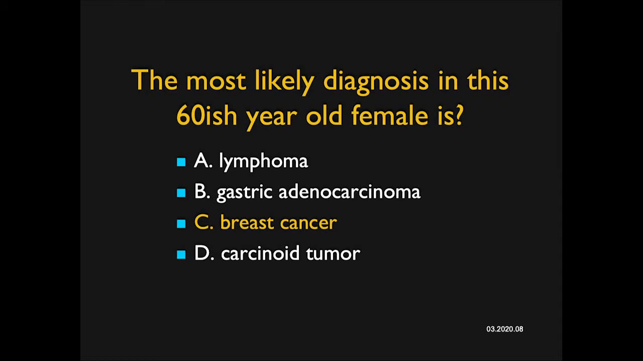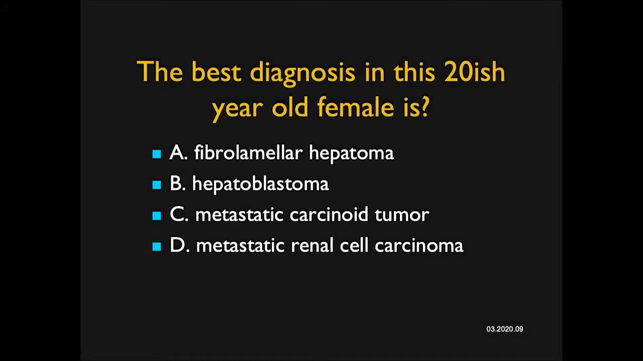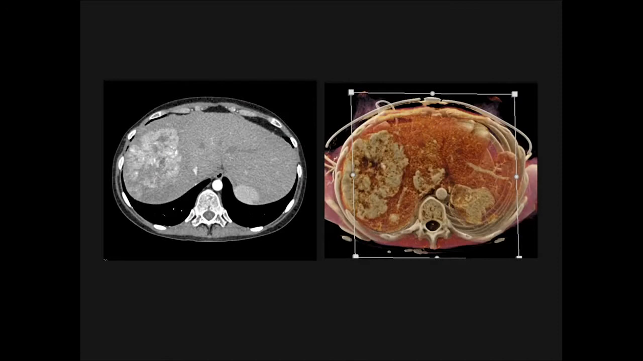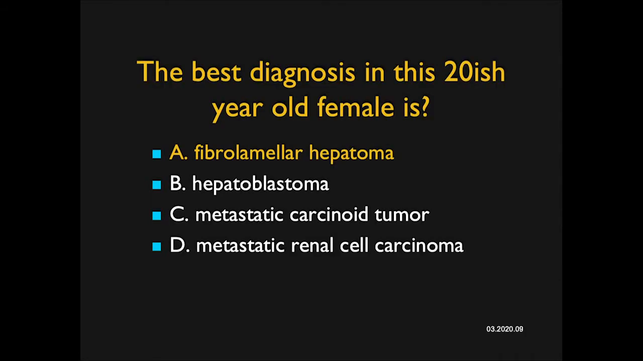A very nice example. The best diagnosis in this 20-ish-year-old female is, well, you see a large, and actually it's multicentric, hypervascular mass in the liver, nicely shown on the cinematic. Could this be metastatic carcinoid? Sure, but 20-year-old female, unlikely. Renal cell, unless you have von Hippel-Lindau, unlikely. Hepatoblastoma, vascular liver lesion, sure, but the patient's a bit old. Hepatoblastomas are under age 10. The best diagnosis, young female, irregular, aggressive-looking liver mass, hypervascular, is a fibrolamellar hepatoma, and that was the answer in this case.